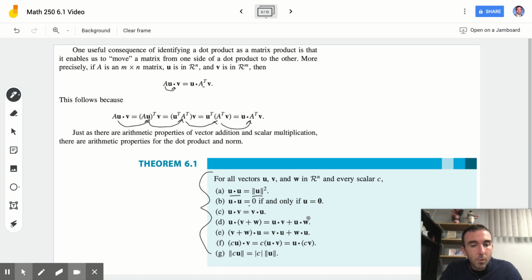D and E look like the distributive property. For the dot product, if I have u times v plus w, I can multiply u on the left, or if u is on the right, I can also multiply that on the right for each term. If vector u is multiplied by a scalar, we have movement that we can allow. We can regroup it using the associative property as c times the dot product of u and v, or u with the dot product of c times v. And then if I'm finding the norm of a scalar times u, simply take the absolute value of the scalar and multiply it by the norm of u.